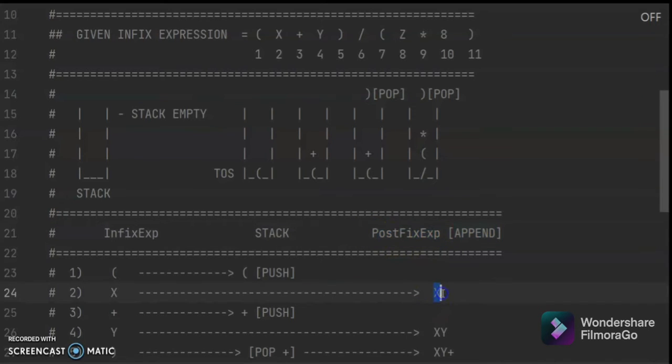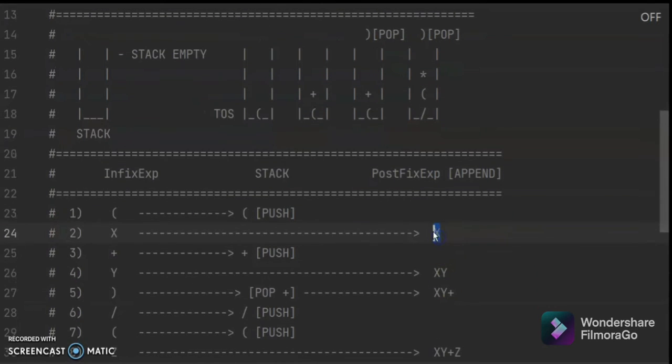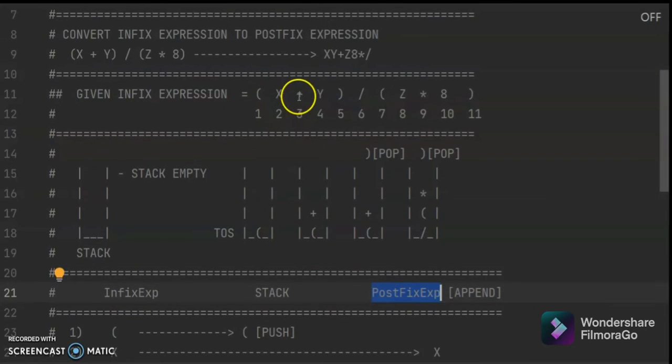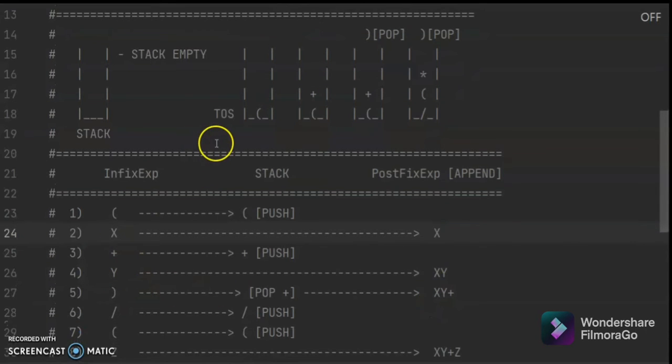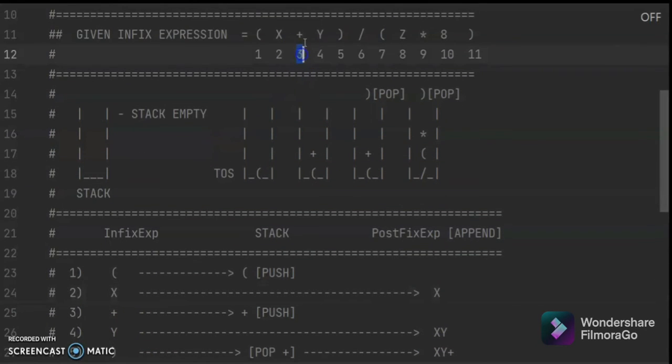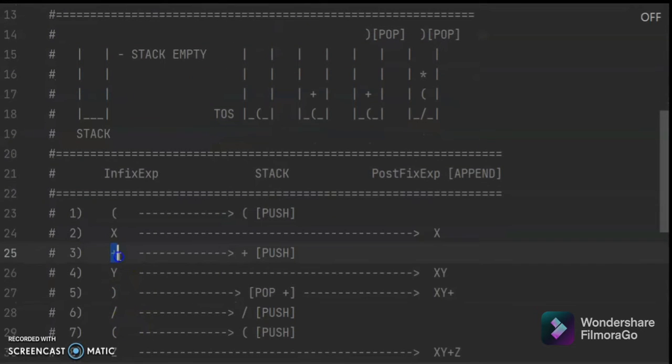So I am just writing x because it is a postfix expression. You have to have all the operands before and the operator at the last. So immediately I am writing this x to the postfix expression. If you find an operator or a parenthesis, you are pushing it to the stack. Now we have this left parenthesis in the stack and x in the postfix expression. Next, what is the next element? Third element is plus. This plus I will be pushing inside the stack. So here we have plus.